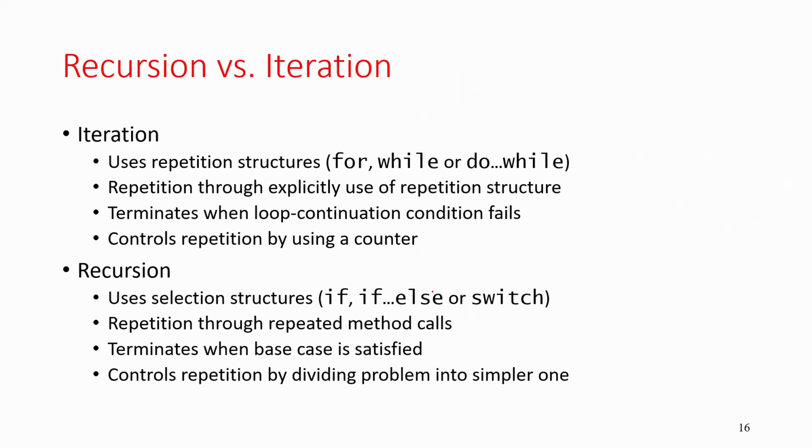Why would you use this? Well, iteration: you can use repetition structures, for, while, do while, repetition through explicit use of repetition structures. A lot of times you can terminate, controls repetition by using a counter. Recursion, usually you're using selection structures. So if else, switch statements. You're repeatedly calling method calls. Controls repetition by dividing problem into a simpler one.